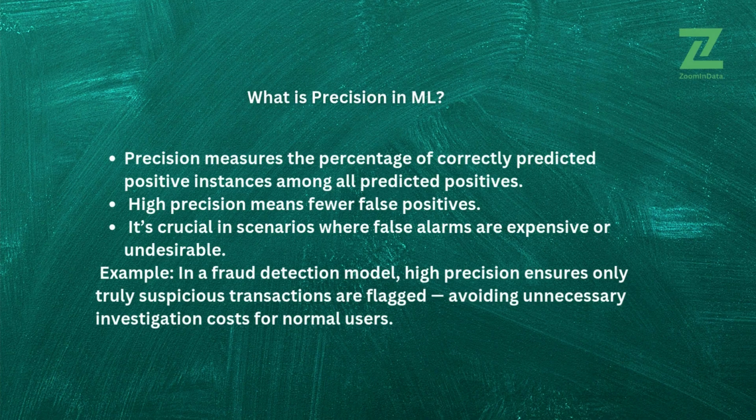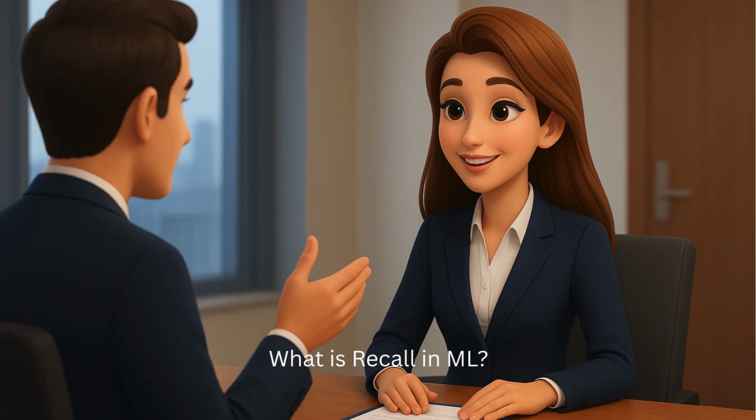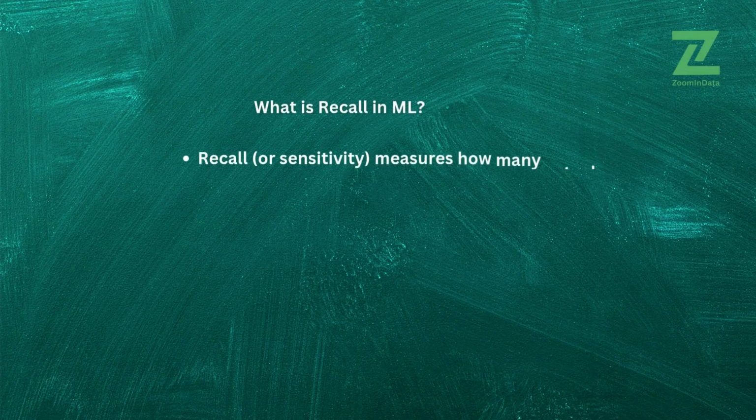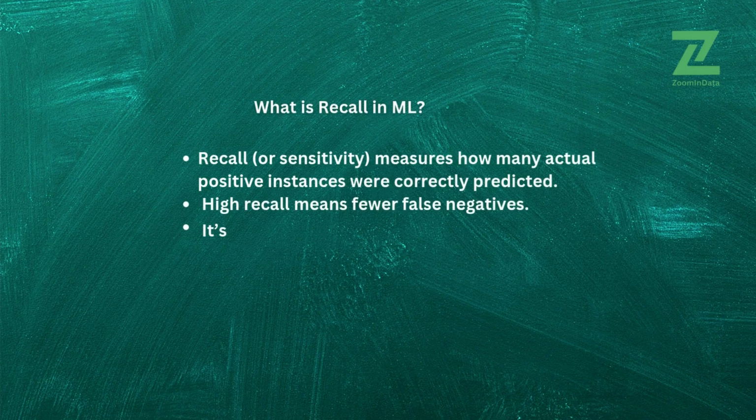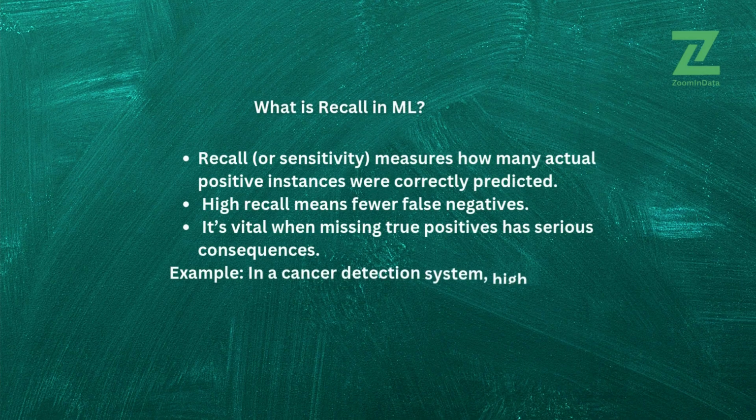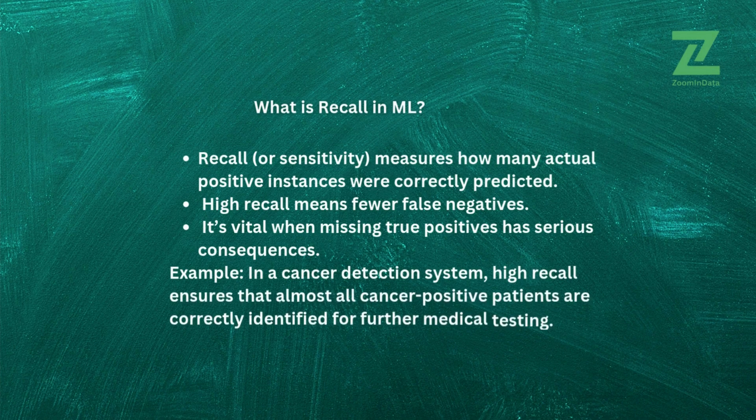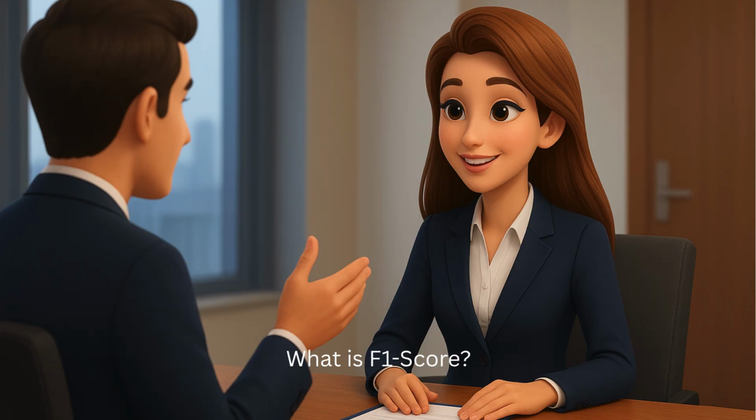What is recall in ML? Recall, or sensitivity, measures how many actual positive instances were correctly predicted. High recall means fewer false negatives. It's vital when missing true positives has serious consequences. Example: in a cancer detection system, high recall ensures that almost all cancer-positive patients are correctly identified for further medical testing.